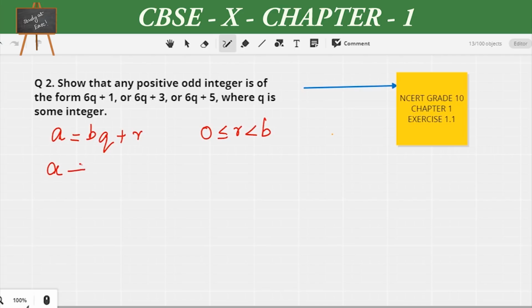Let a be any positive odd integer. How did I get that? I took it from the question. It says any positive odd integer. So I'm just taking it from the question.